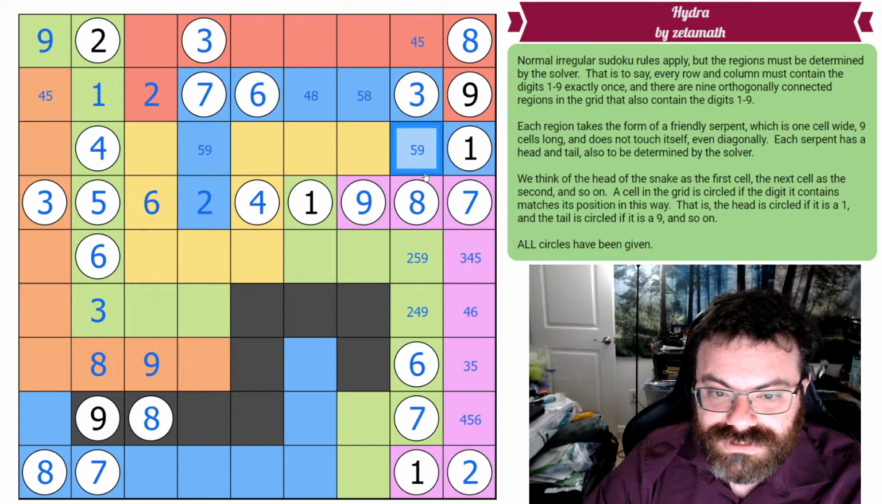This can't be a 4. It's a 5, 9 pair in the region. So this is 8, this is 4.